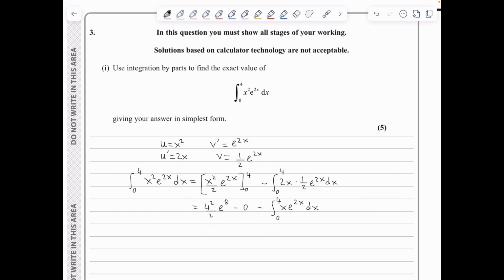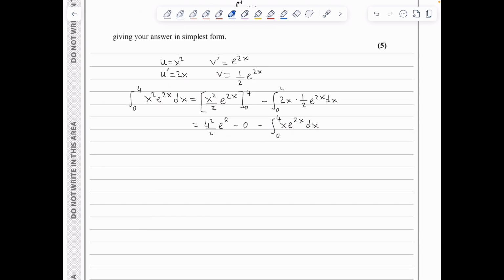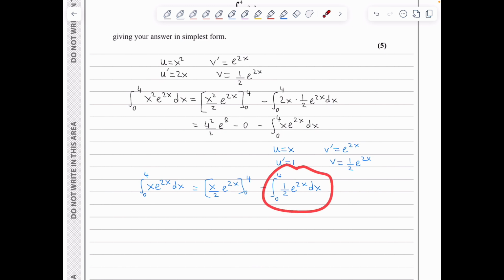So obviously, I need to go once more to integration by parts on this integral here. So I will be setting my u to be x and my v dash to be e to the 2x. So u dash is 1 and v is a half e to the 2x. So the integral of x e to the 2x dx from 0 up to 4 is going to be x over 2 times e to the 2x from 0 up to 4 minus the integral of a half times e to the 2x dx, and finally we can see that we've got an integral here which is available analytically.